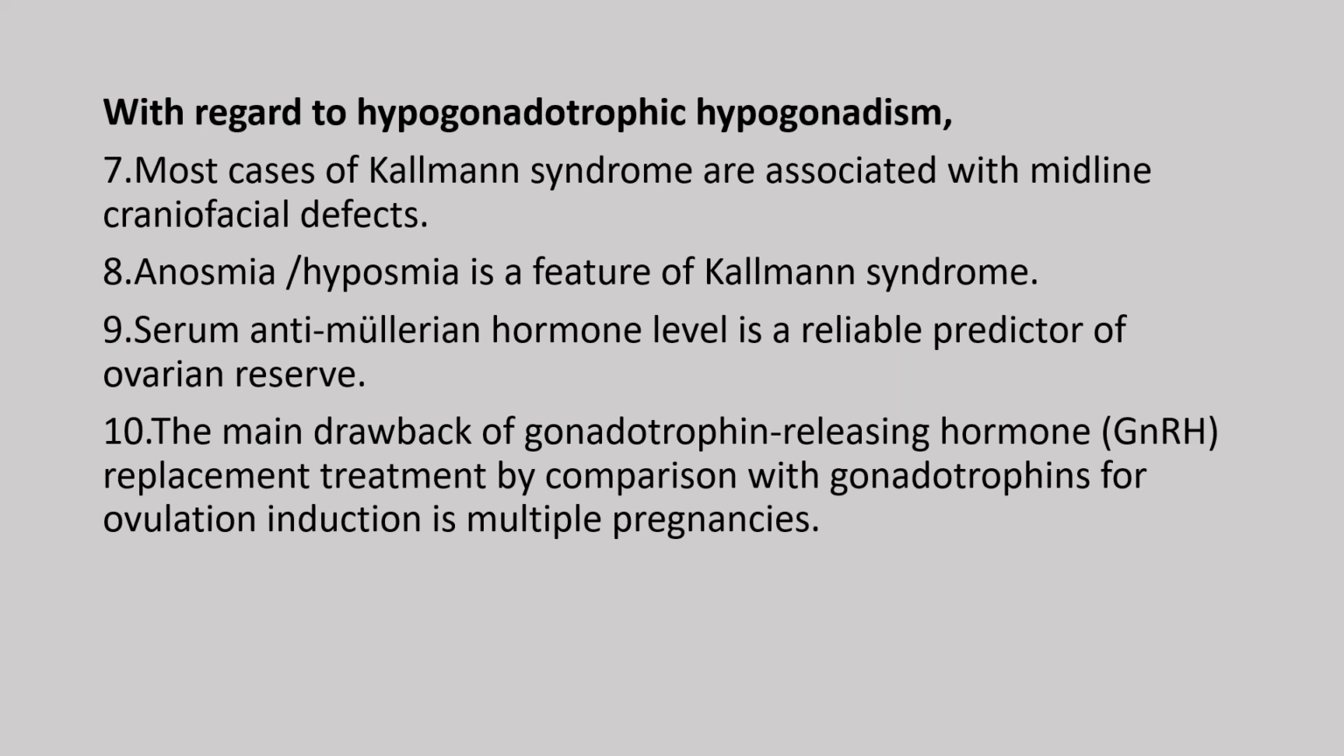With regard to hypogonadotropic hypogonadism, most cases of Kallmann syndrome are associated with midline cranial defects. True. Yes. In Kallmann syndrome, there is anosmia along with midline cranial defects like cleft palate, and simultaneously there may be renal agenesis also. So anosmia and hyposmia is a feature of Kallmann syndrome. Absolutely true.